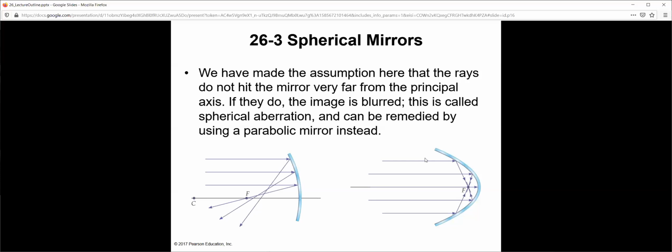We have made the assumption here that the rays do not hit the mirror very far from the principal axis. If they do, the image is blurred. This is called spherical aberration. It can be remedied by using a parabolic mirror instead. So what this is describing here is the amount of bend you put on the mirror will help it balance to where it needs to be balanced.